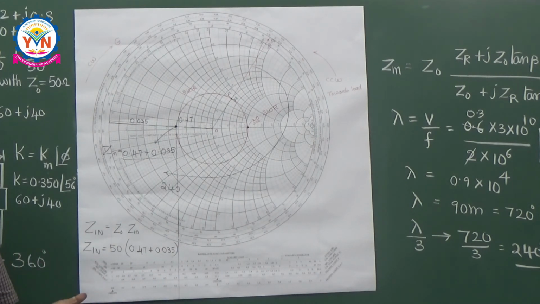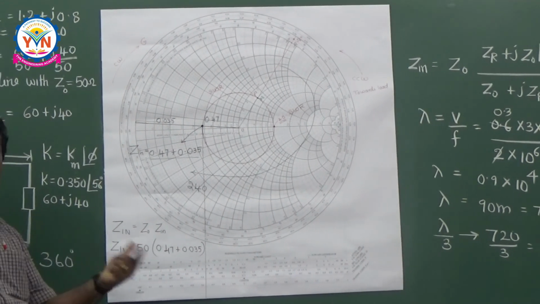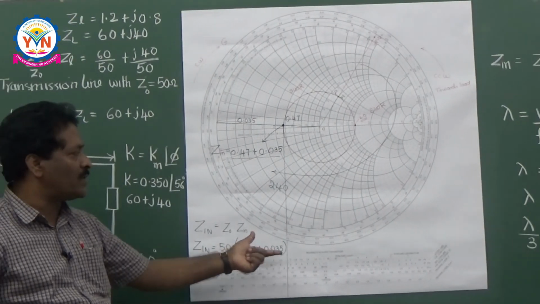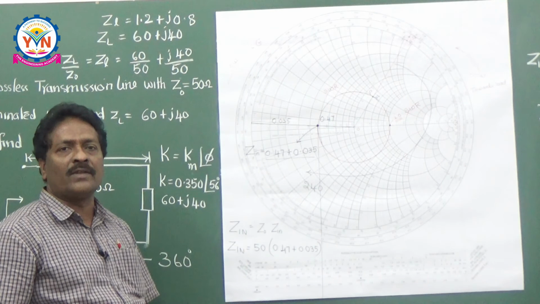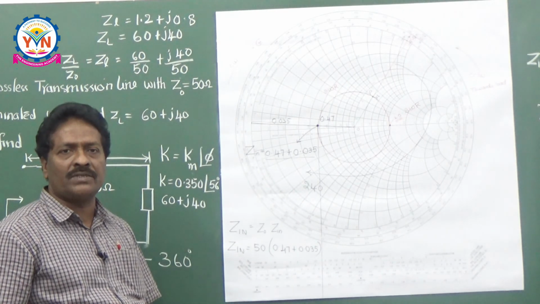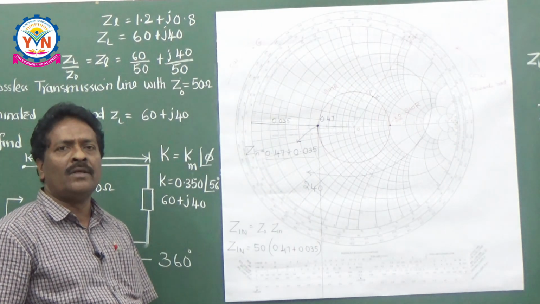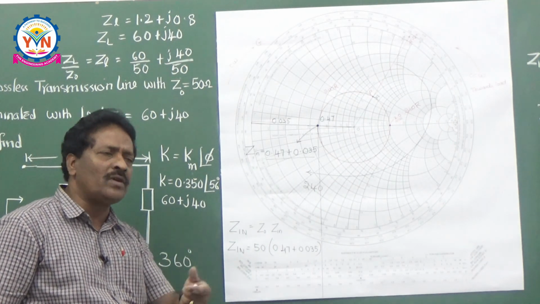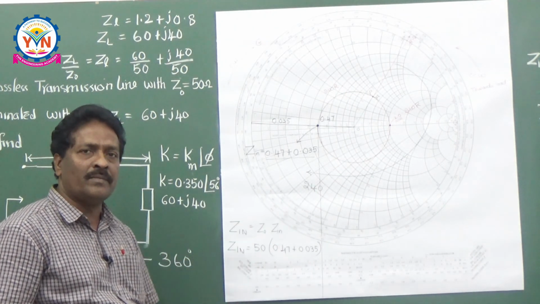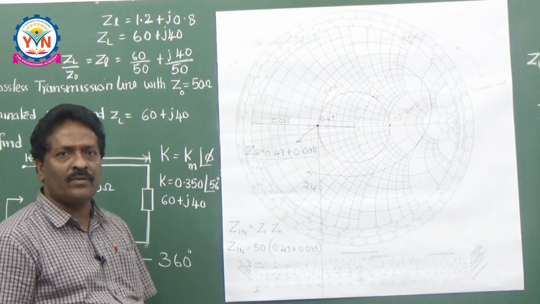This is the way of understanding the Smith chart. You are going to calculate all these values using the Smith chart within no time. I hope you understood how to calculate the reflection coefficient, standing wave ratio, and the input impedance. If you go on doing this type of practice on the Smith chart, within no time you are going to calculate all these parameters. Okay. Thank you very much.